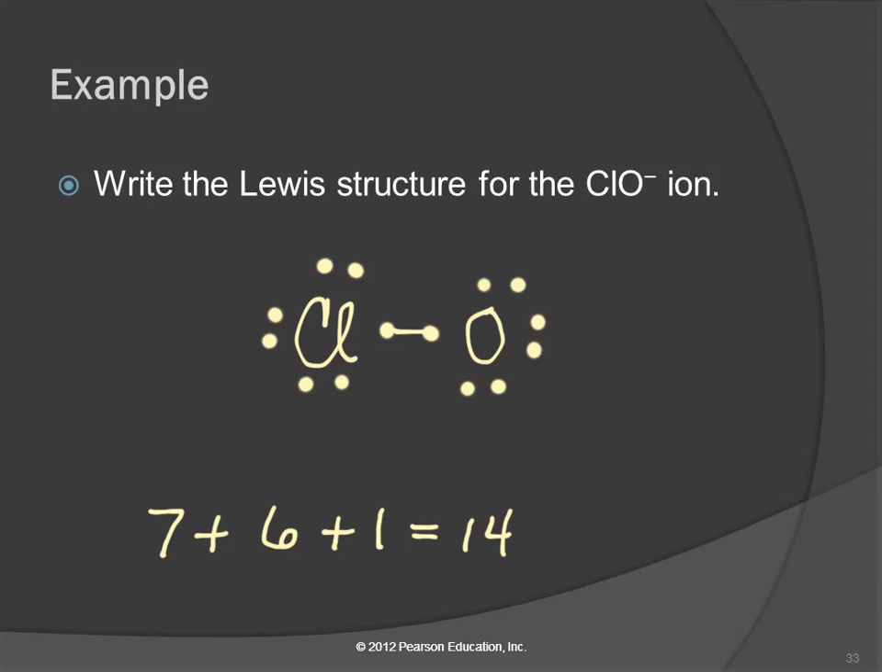Does everybody have 8? Yeah. This one's easy to see because we've got top and bottom, left and right. They've both got 8. And then we need the brackets and the charge on the outside. Any questions?